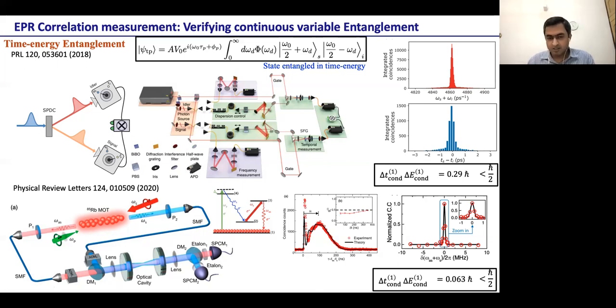EPR uncertainty. In fact, in principle, this conditional uncertainty can be zero. But this is the best experimental result that people have been able to get, at least in the time energy basis.